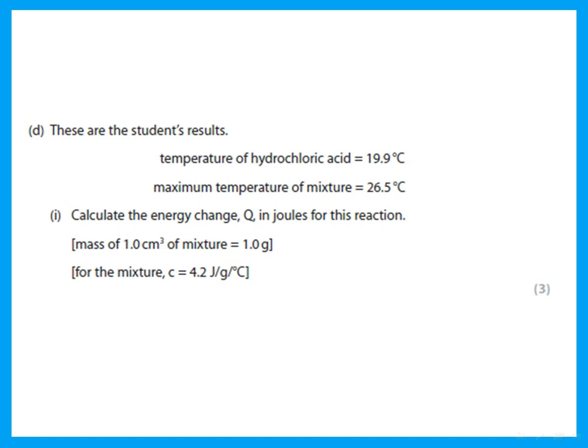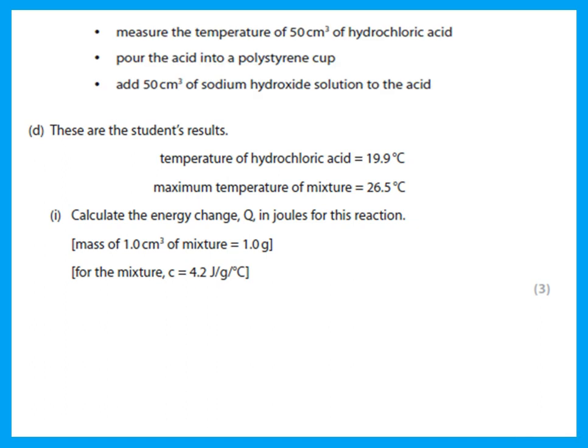These are the students' results. Calculate Q. Again, we said if we have this, what is Q? He said we needed to measure the temperature of 50 cm³ of hydrochloric acid, pour the acid, and then add 50 cm³ of sodium hydroxide. Remember, Q is mcΔT.